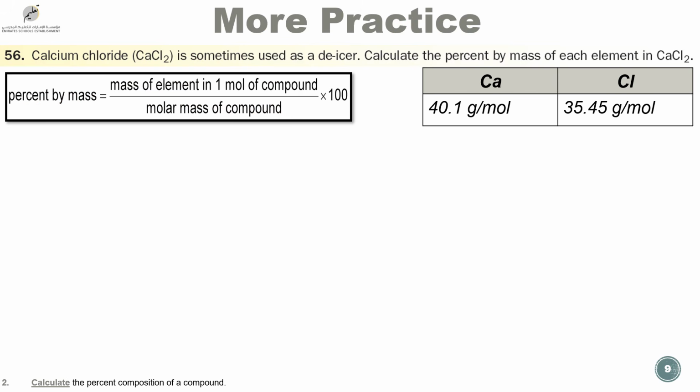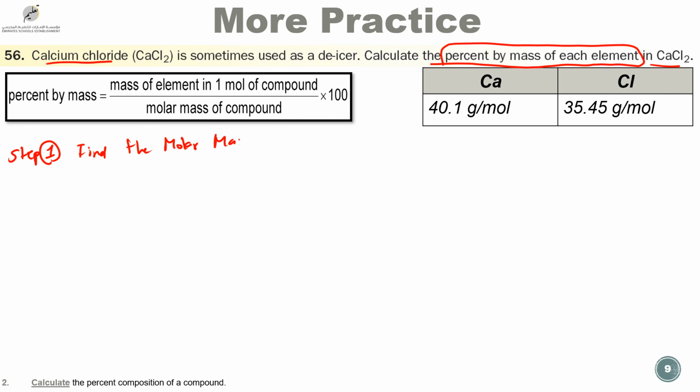Okay, now you can have more practice on this. So they give you here a compound, calcium chloride, CaCl2. Calculate the percent by mass of each element. Okay, CaCl2. So as you know, step 1, find the molar mass of CaCl2. So first let's find the mass of Ca.